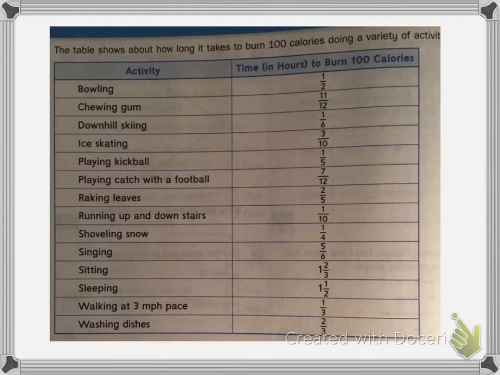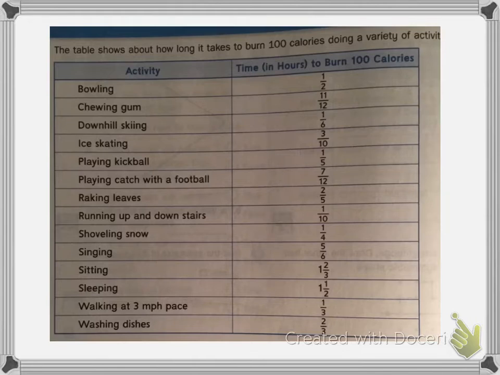But if you look through this list, some of the activities take less time to burn 100 calories. So if we see sleeping burns 100 calories in 1.5 hours, but right below that, walking at a 3 mile per hour pace, which is the average rate of walking, you burn 100 calories in 1/3 of an hour. So you burn calories a lot quicker if you go for a walk than if you were to sleep, which makes sense. If you're sleeping, you're not really going to be doing anything. You're not getting your heart rate up, not using any muscles, so you're not going to be burning any calories.